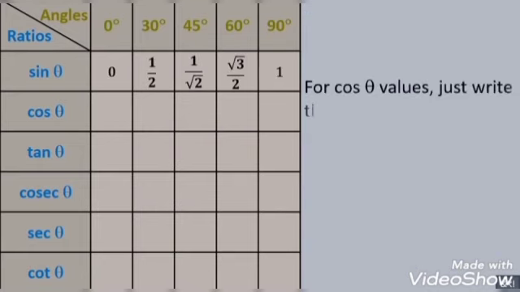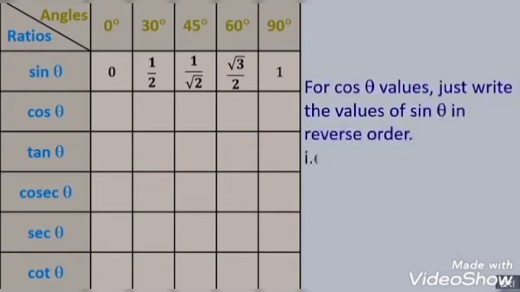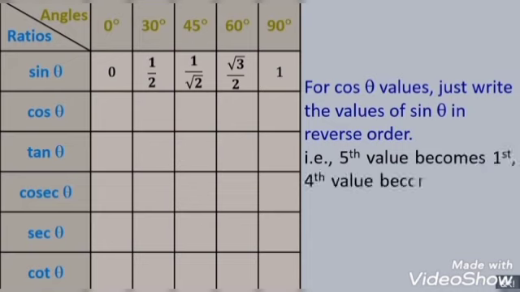For cos theta values, just write the values of sin theta in the reverse order. That is, the fifth value becomes first, the fourth value becomes second and so on.